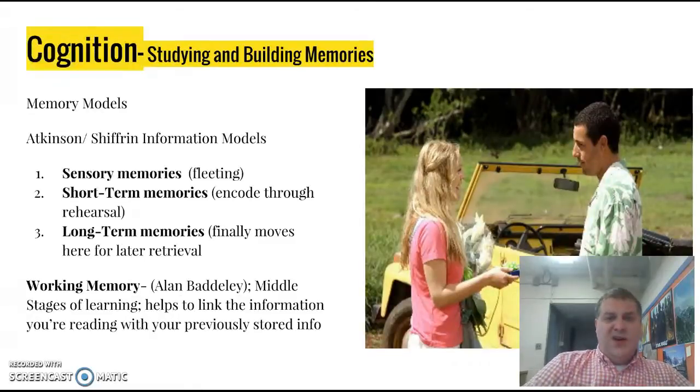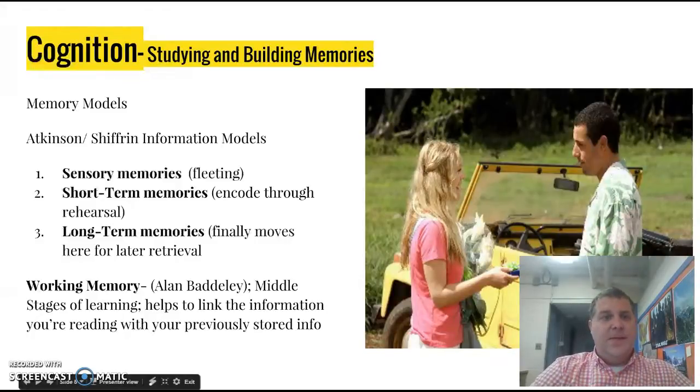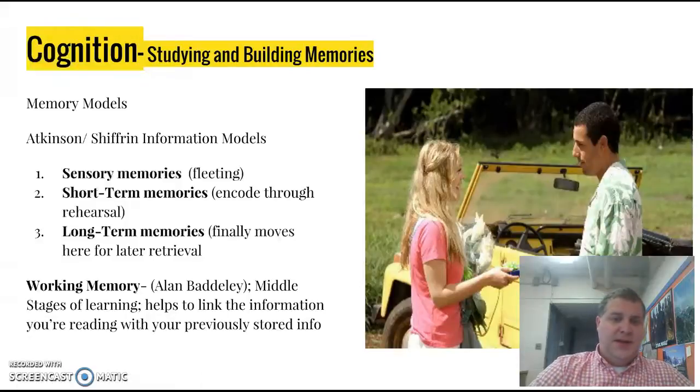We're going to look at another memory model, which is the Atkinson-Shiffrin information model, and it says that sensory memories are fleeting, and these things just come and go. Short-term memories encode through rehearsal, so repetition, and long-term memories finally move here for later retrieval. Working memory is an idea that came from Alan Baddeley at the middle stages of learning, and it helps us link the information you're reading with your previously stored information, so you sort of link things together, and this helps you remember them for a long-term process.